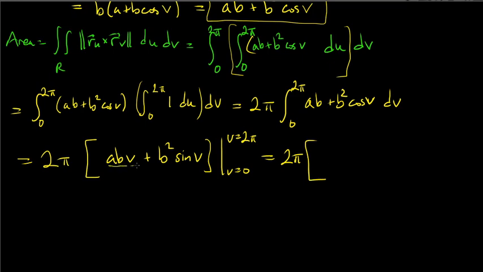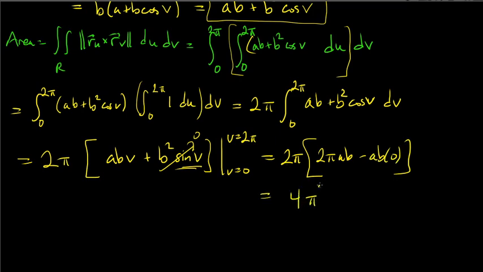So we get a times b times 2 pi, right? So 2 pi ab plus b squared times, well, the sine of 2 pi, but that's the same as the sine of 0, which is 0, right? So that's just 0. Should I write it out? Yeah, sine of 0 is 0, sine of 2 pi is 0, so this just ends up being 0. And then minus ab times 0 is also 0, right? So there you go. 2 times 2 is 4. Pi times pi is pi squared times ab.